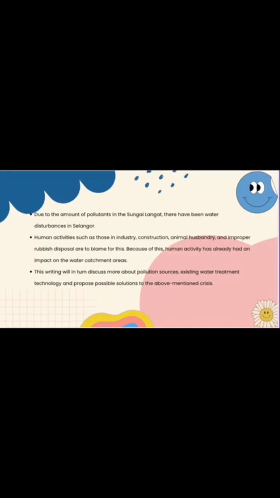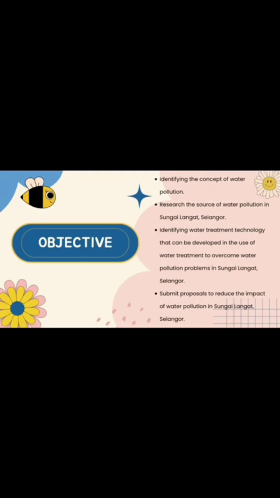above mentioned crisis. Objective. The first objective is to identify the concept of water pollution. Second, research the sources of water pollution in Sungai Langat, Selangor. Third is to identify water treatment technology that can be developed in the use of water treatment to overcome the water pollution problem in Sungai Langat, Selangor. Lastly, the objective is to submit a proposal to reduce the impact of water pollution in Sungai Langat, Selangor.